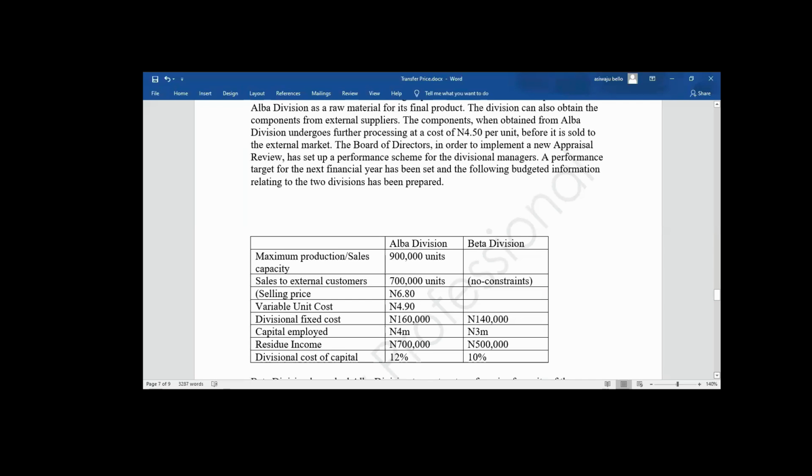We are giving the selling price for Alba. We are giving the variable cost of Alba. We are giving divisional fixed cost for both companies. We are giving capital employed. We have residual income, and we have divisional cost of capital. Please remember, residual income is your profit minus bracket capital employed multiplied by the cost of capital. Next.